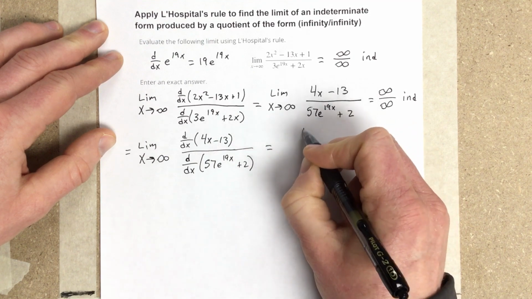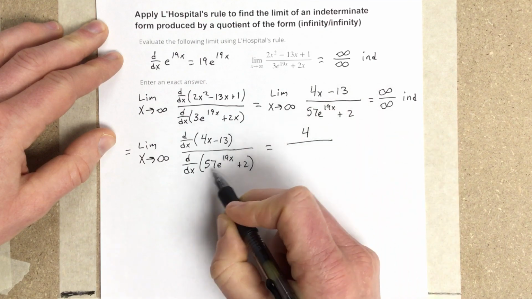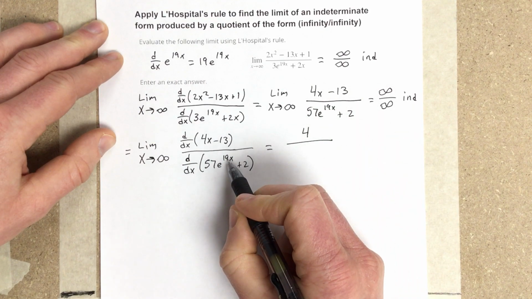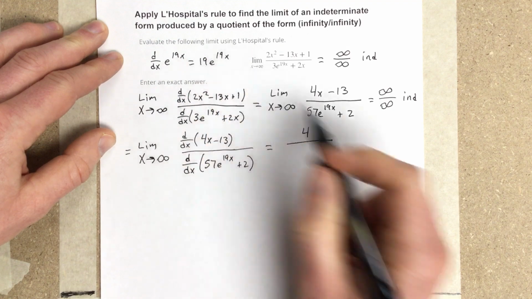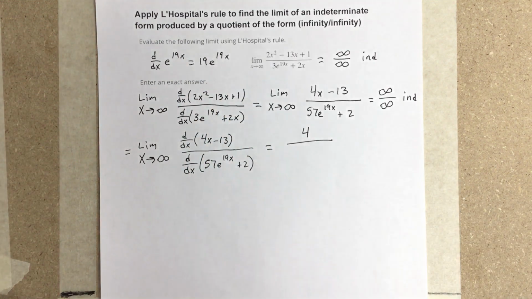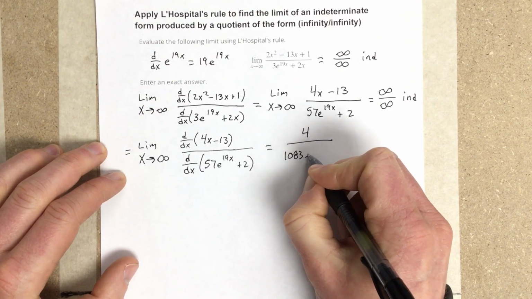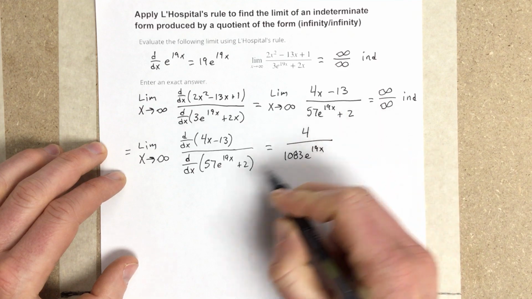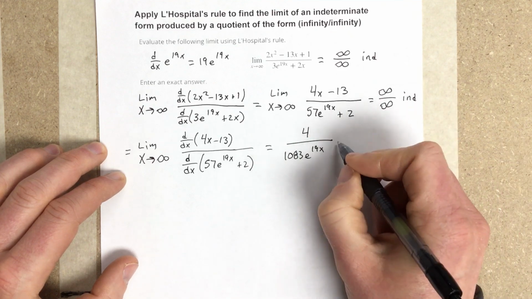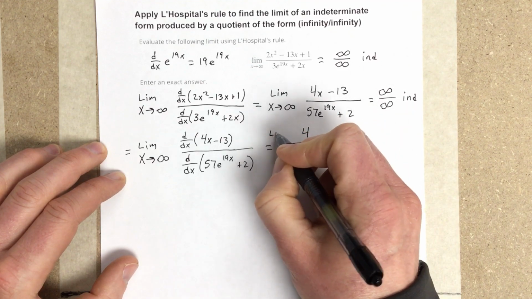The derivative on top would be 4, over the derivative in the bottom, bring the 19 to the front again, just like we did earlier. So 19 times 57 is 1083 e to the 19x, and the derivative of 2 is 0. But I forgot to write the limit in here.